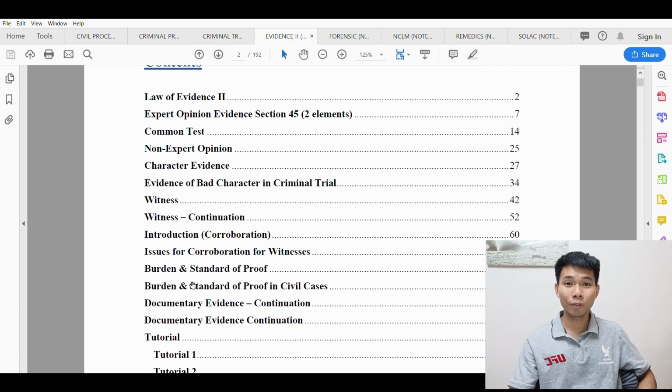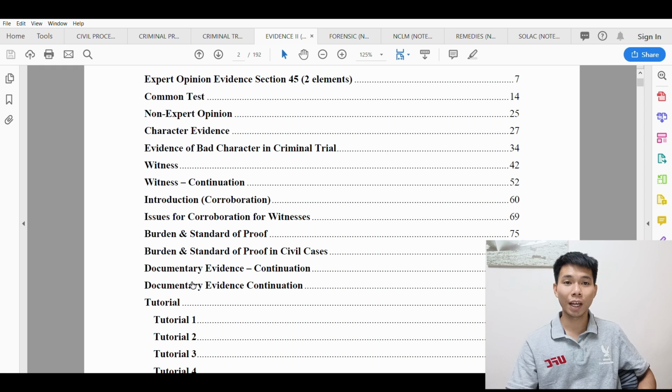Then there's the burden of proof, such as on the balance of probabilities and beyond reasonable doubt, which will be studied more in depth in this subject. And finally is documentary evidence.